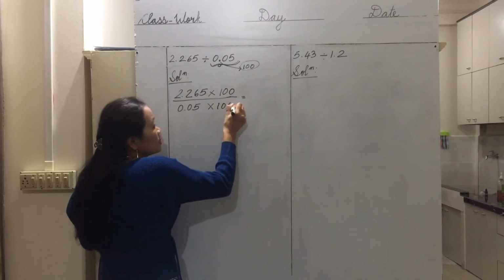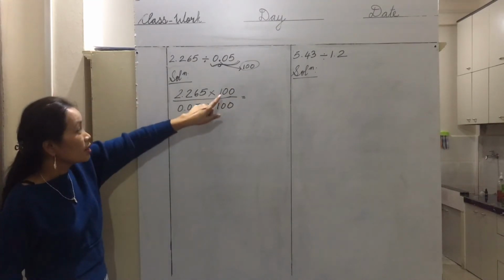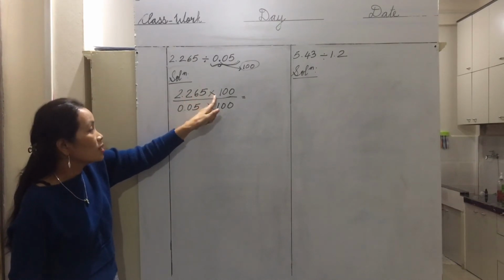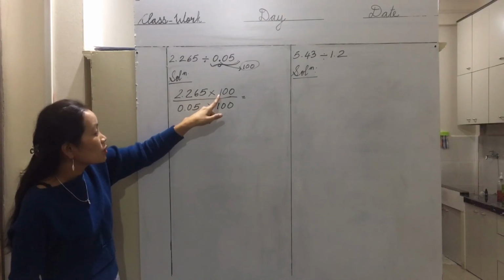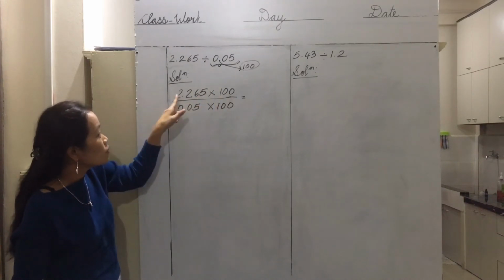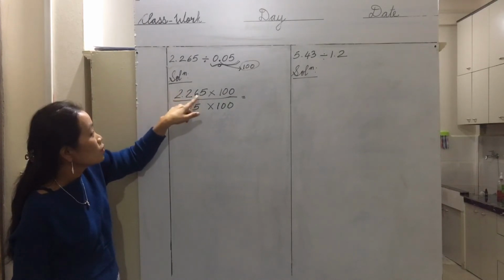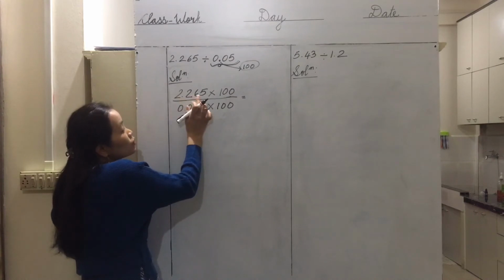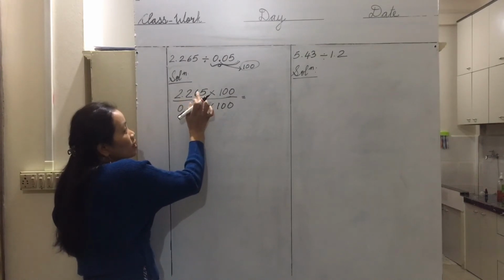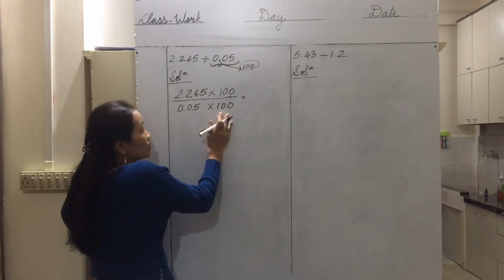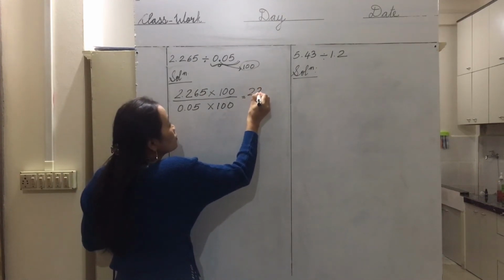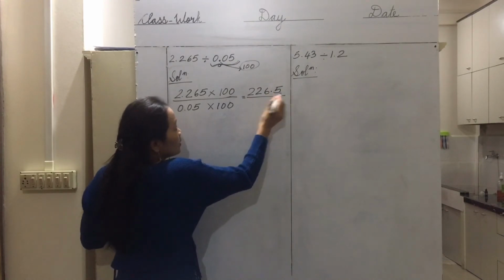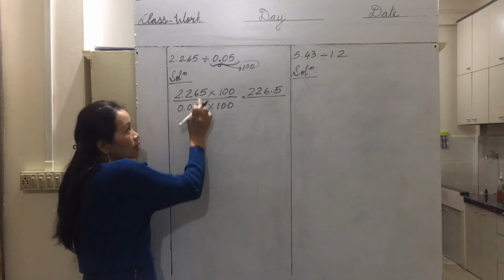The shortcut for multiplying by 100: when we multiply by a number with two 0s, the point will move 2 steps to the right. When we multiply this, the point will move 2 steps to the right, 1 2, so we have 226.5.